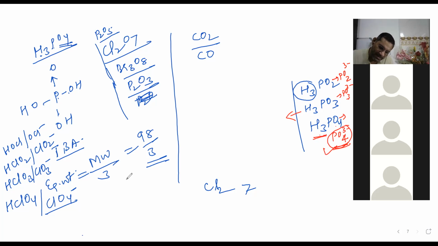This is dibasic acid, so it can't donate 3H. H3PO3 can't donate 3H plus. Why? Because it is dibasic, so it can donate only 2H plus. So it will form HPO3 2 minus. Mesha, are you getting my point?